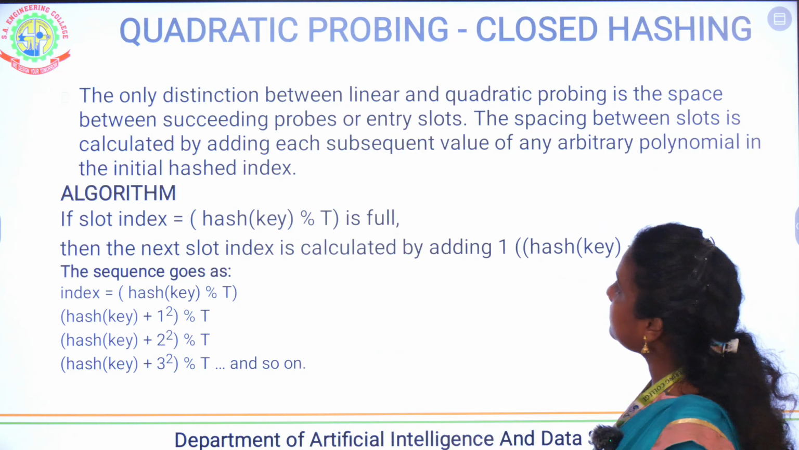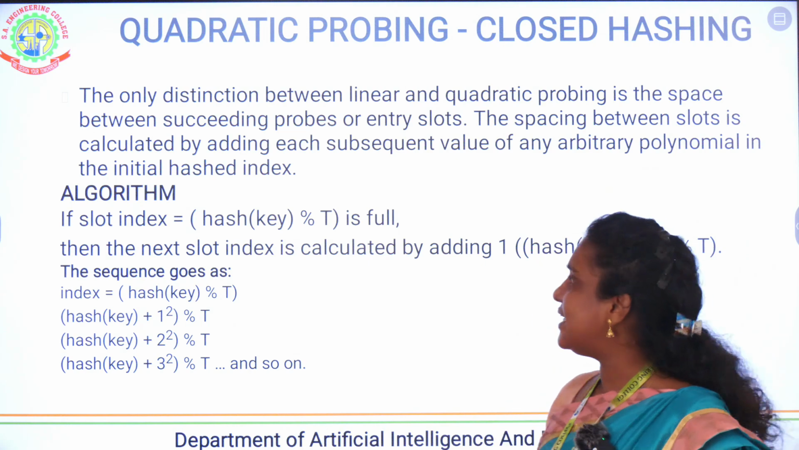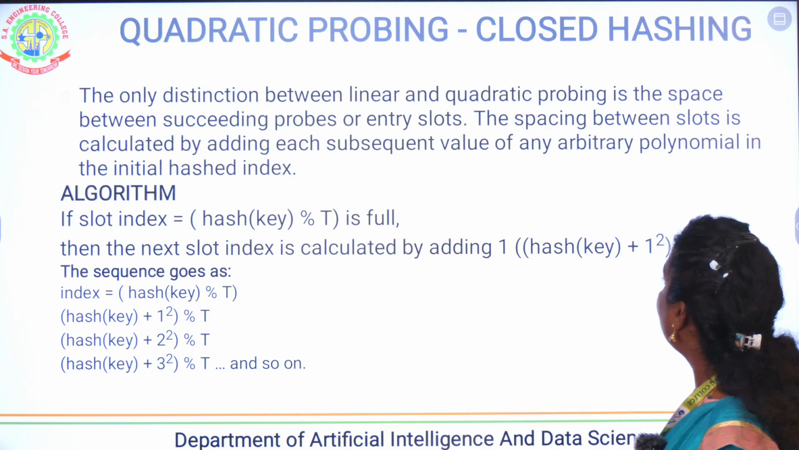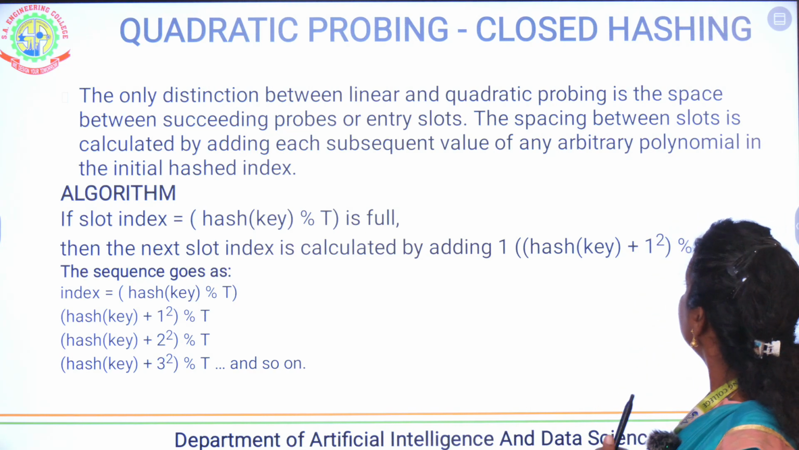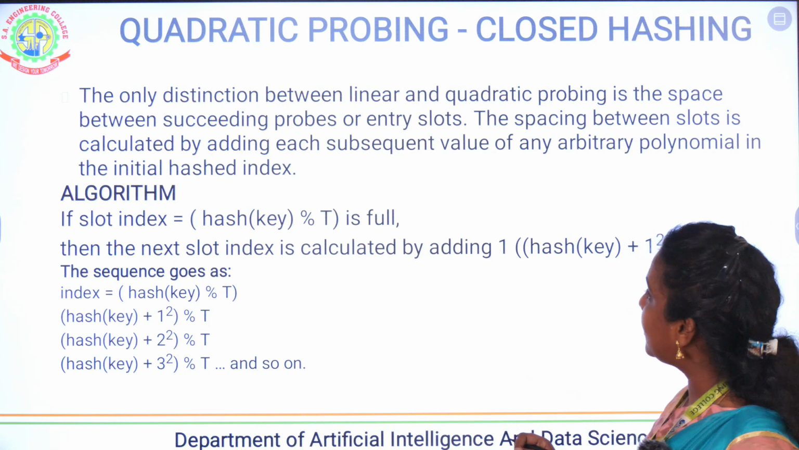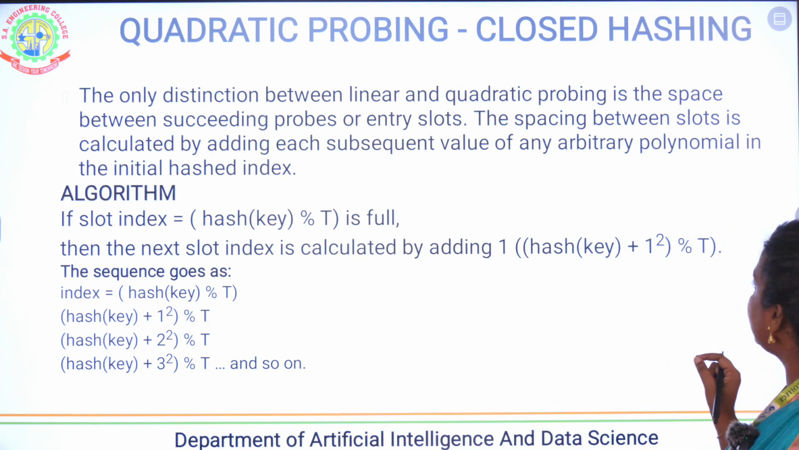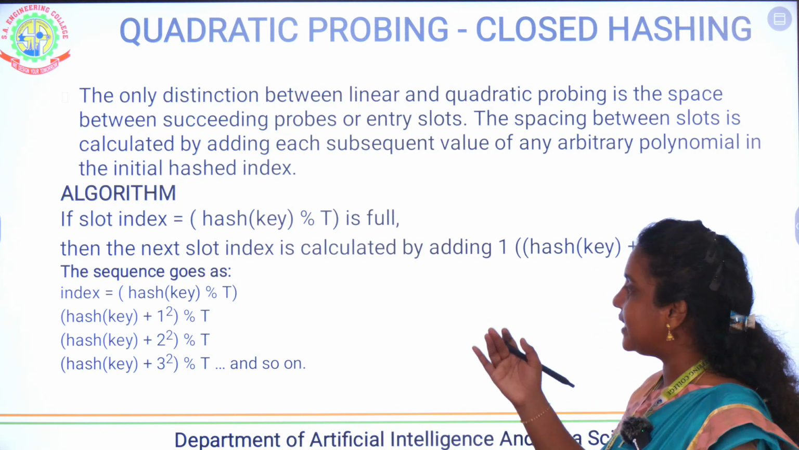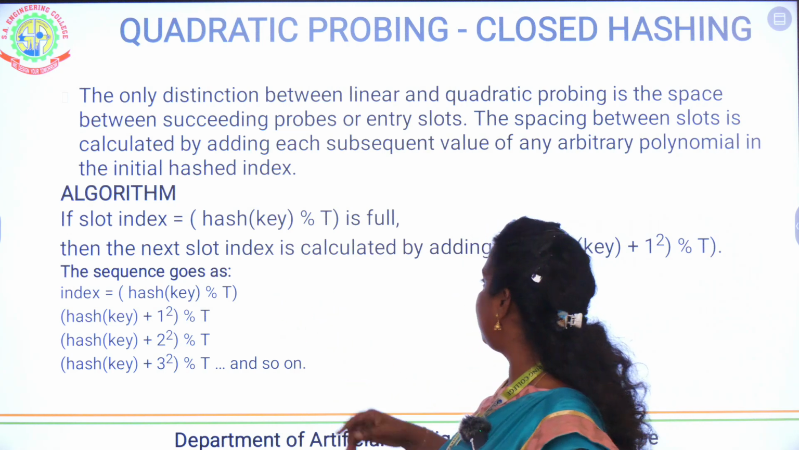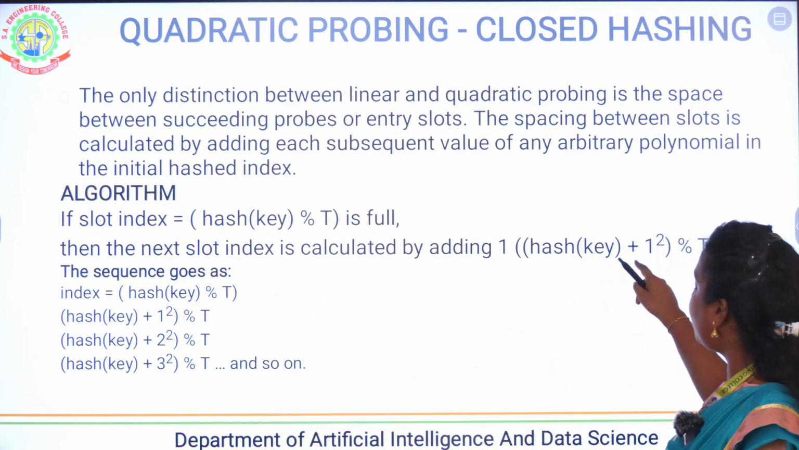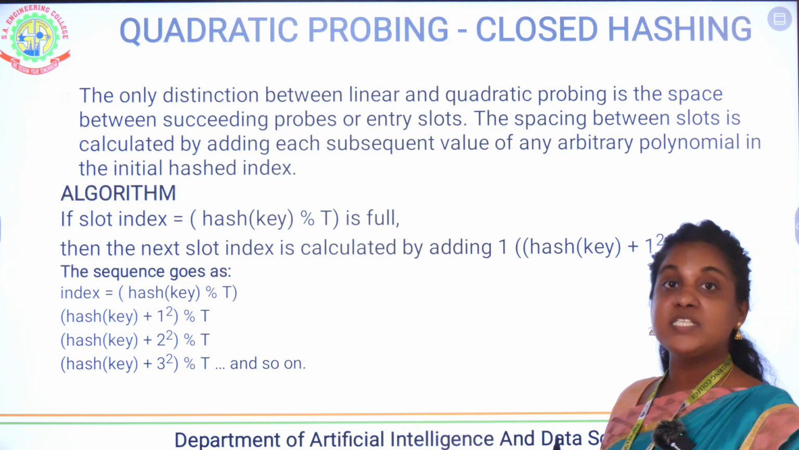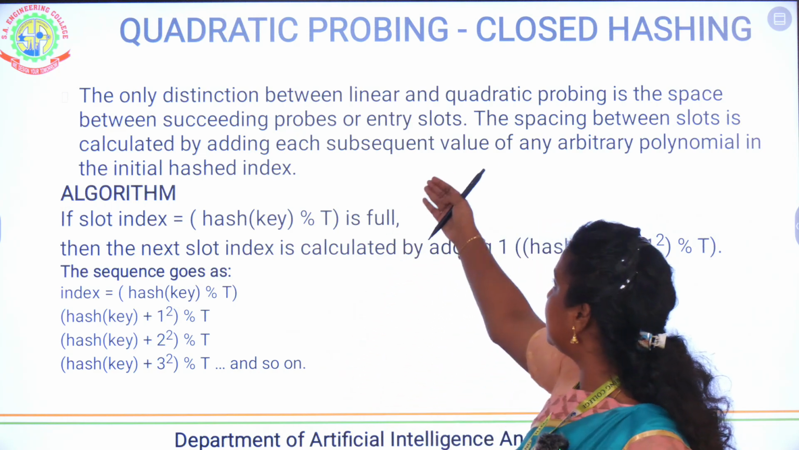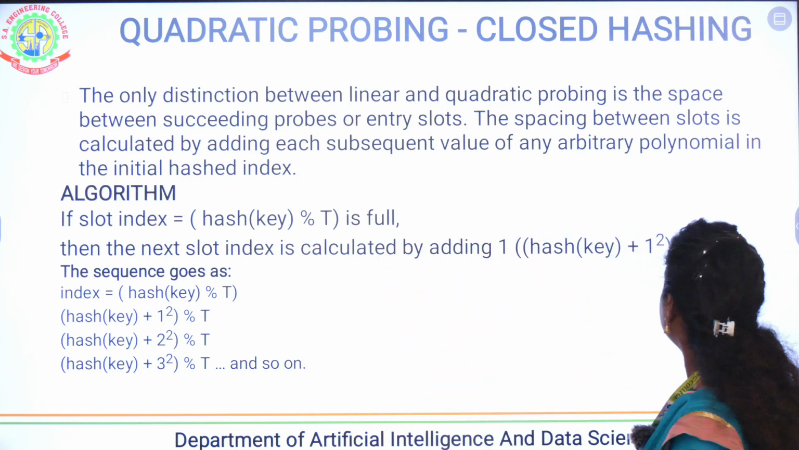Next is quadratic probing. The only difference is the interval space between succeeding probes. Here they take the interval spaces by calculating each subsequent value of an arbitrary polynomial in the initial hashed index. So the formula is: if the index value is already occupied, the next slot index is calculated by, instead of 1, 2, 3, taking the square of it. So 1 square, 2 square, and the sequence goes on until it exceeds the actual table size.